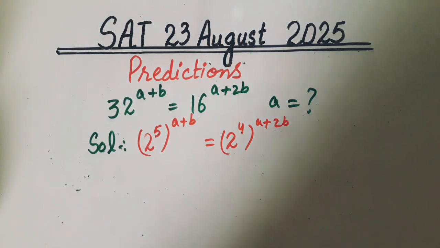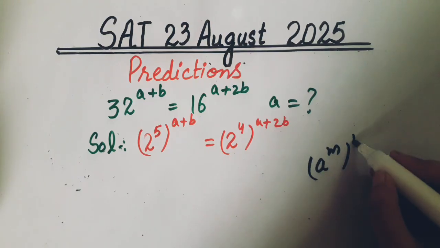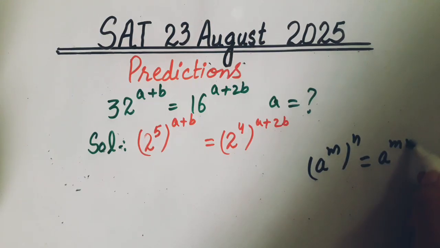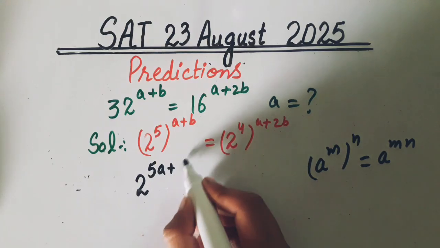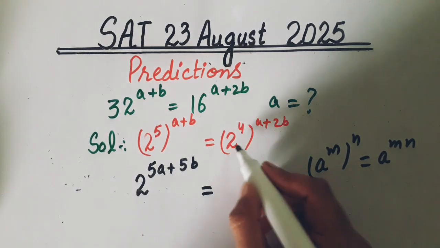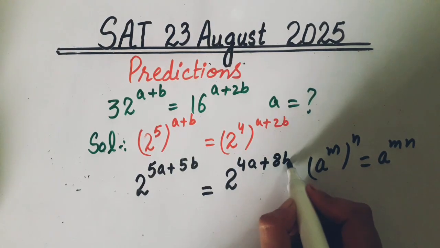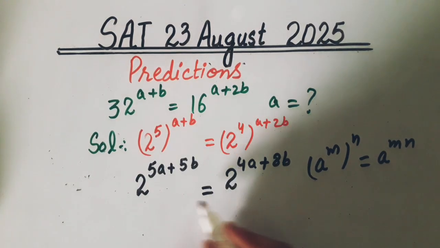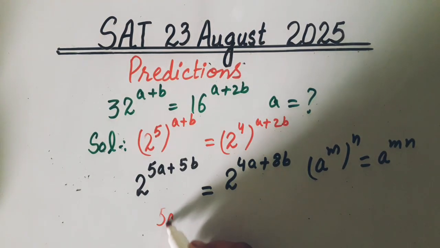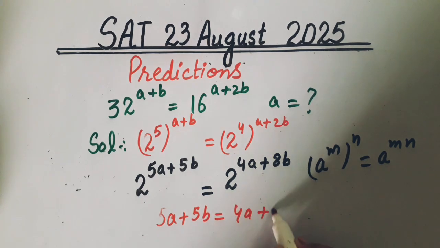Now again we will apply this formula, a raised to power m into n equals a raised to power mn. So we get 2 raised to power 5a plus 5b, and this equation becomes 2 raised to power 4a plus 8b. Now you can see, if the bases are same, then the powers can be equated. So we write 5a plus 5b equals 4a plus 8b.